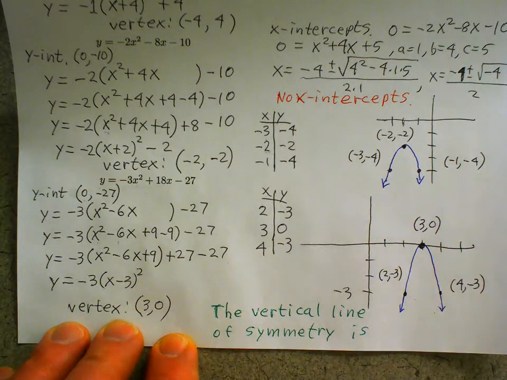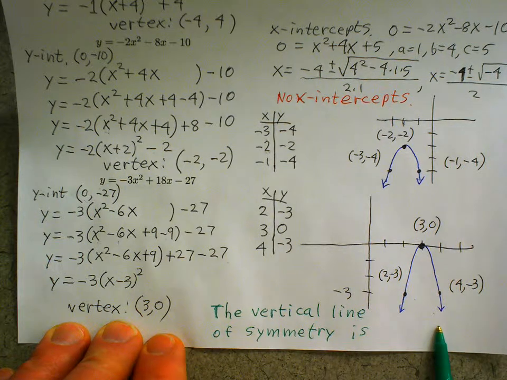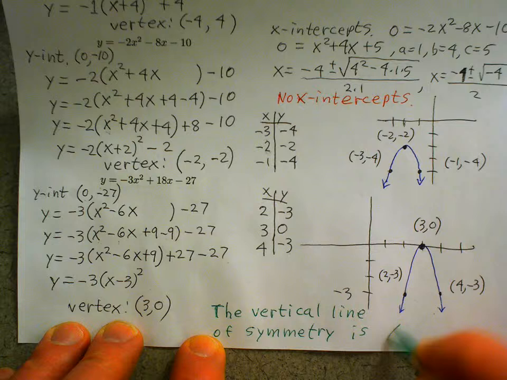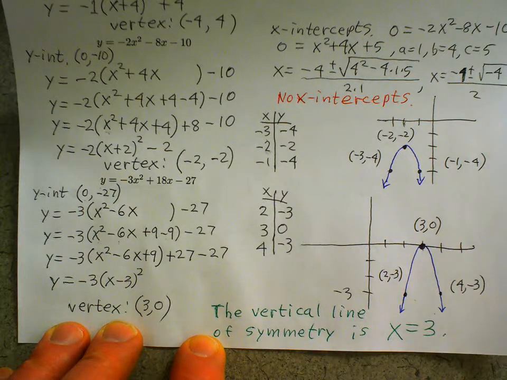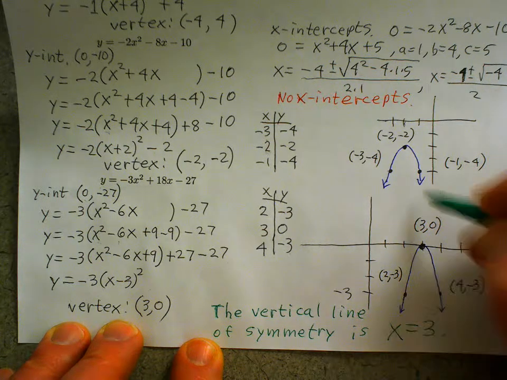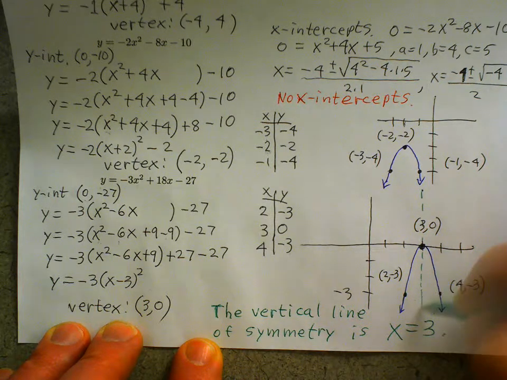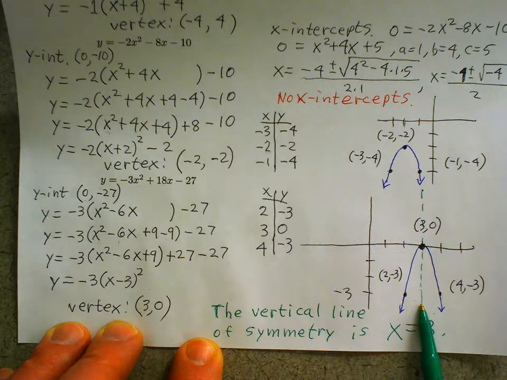What is the vertical line of symmetry for this quadratic function? X equals 3. Yeah, x equals 3. Notice it's not enough to say 3. We have to say x equals 3. In the xy plane, x equals 3 represents a vertical line where every x coordinate on that vertical line is the same number 3. Okay, the next page.